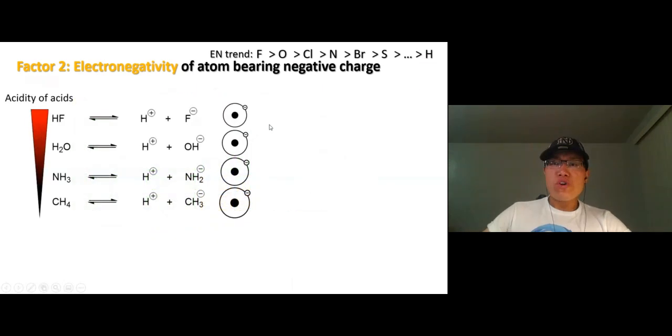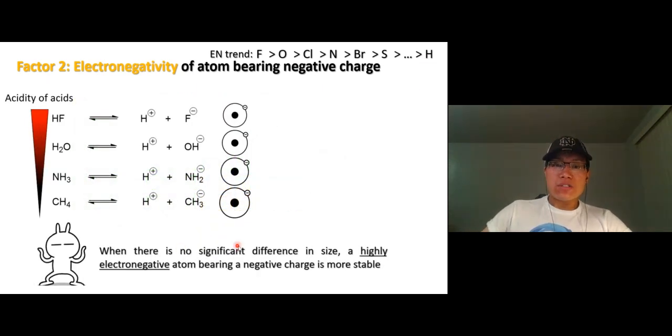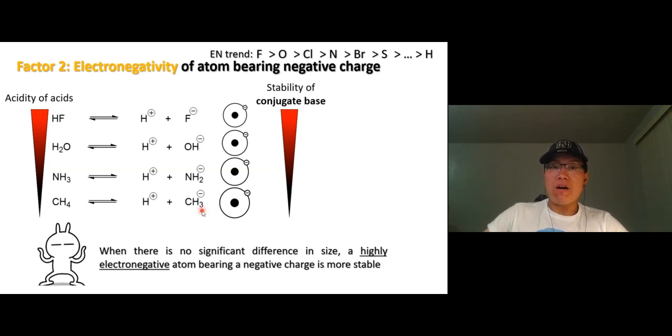So what do we mean by that? When there's no significant difference in size, a highly electronegative atom bearing negative charge is more stable. Who's more stable? Look at the electronegativity. An electronegative atom like fluorine loves to have negative charge on it. They'll stabilize negative charge better compared to carbon at the bottom down here. Which means that fluoride is the most stable conjugate base among all of these, and that means the strongest acid in this case.